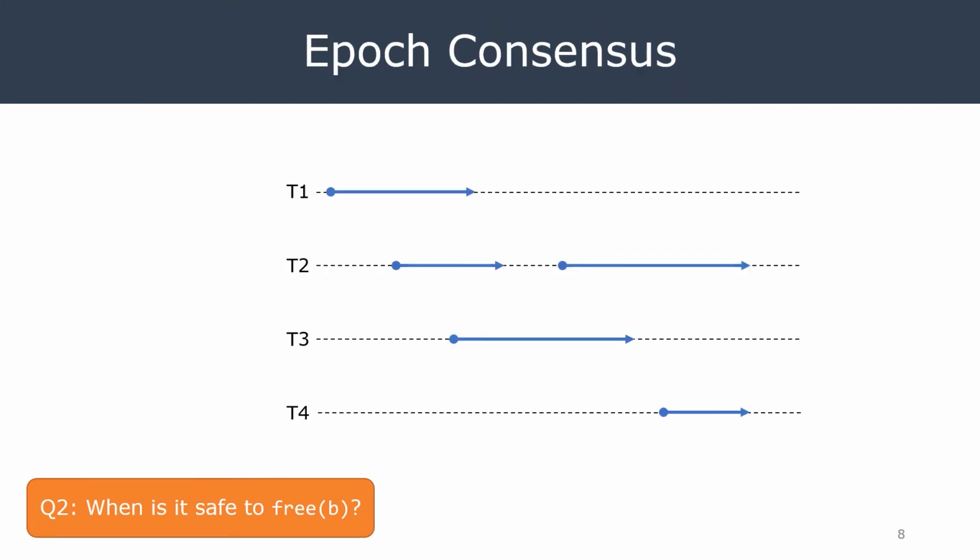To decide whether a block is accessible, threads build a consensus using logical timestamps called epoch. To illustrate how the epoch consensus works, let's consider the timeline of each thread. Here, the blue arrows correspond to active state.